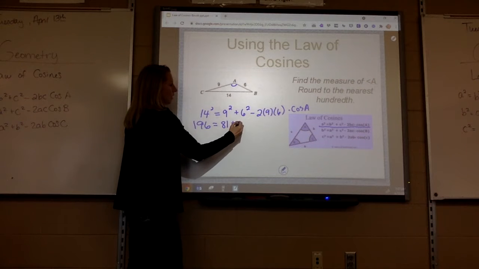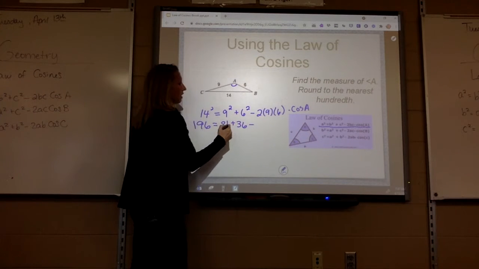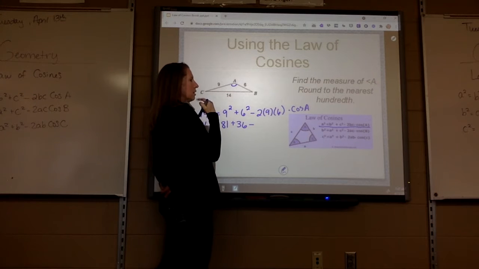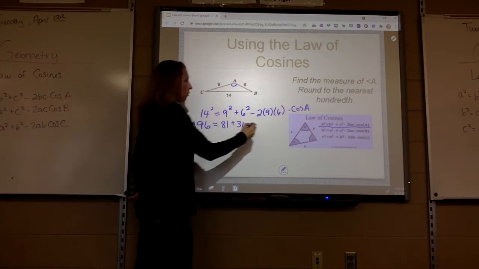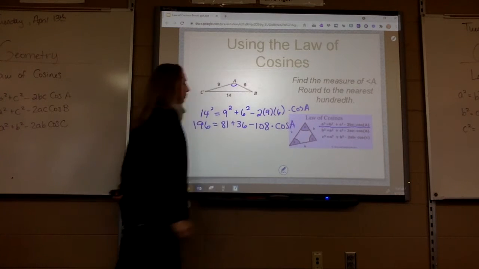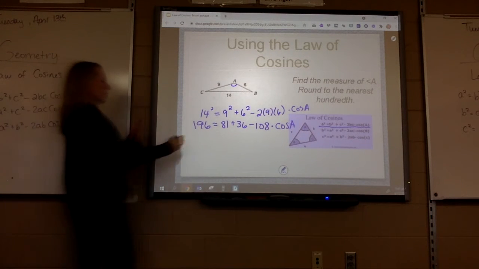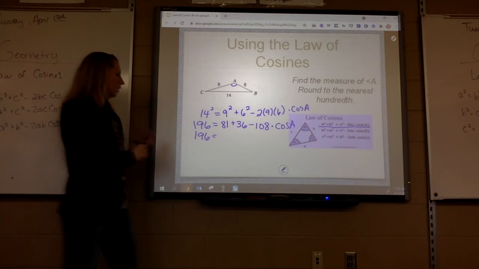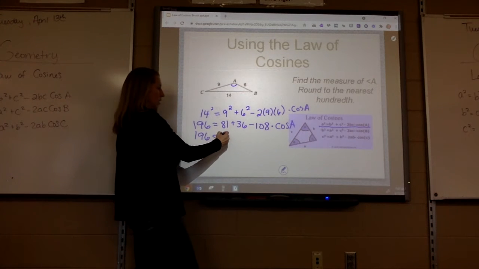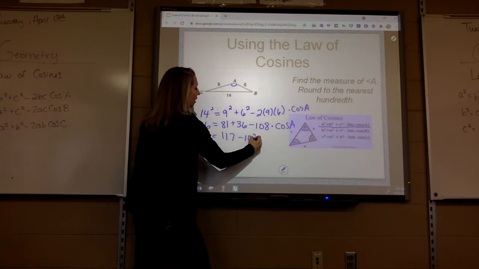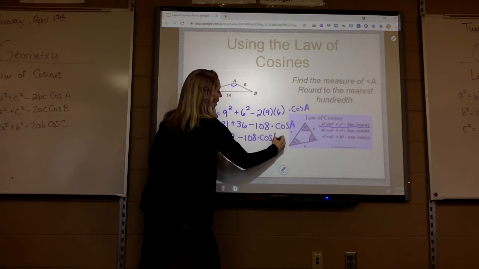What's 6 squared? 36. 36 minus, somebody do 2 times 9 times 6. So 18 times 6 is 108. And then cosine A. All right, so I'm still doing math. What's 81 plus 36? 117. 117 minus 108 times cosine A.